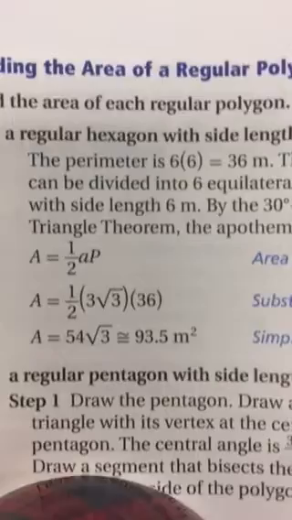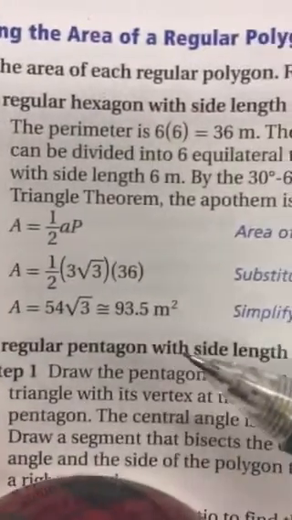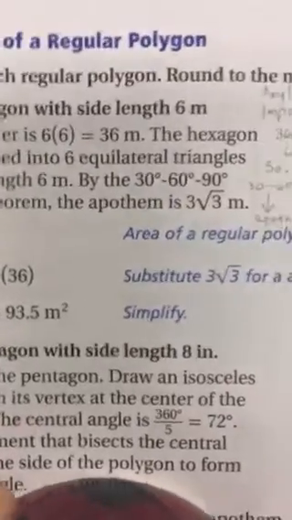All right, the next problem we need to look at is letter B, and it tells us a regular pentagon with a side length of 8 inches.